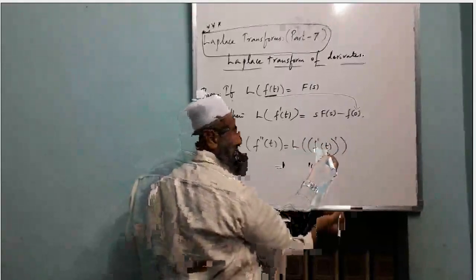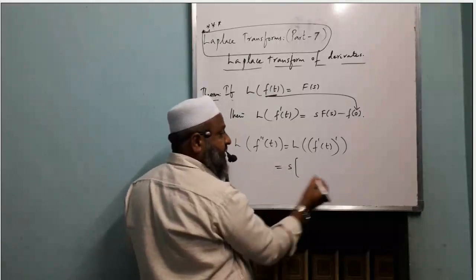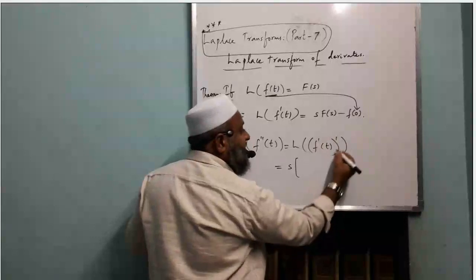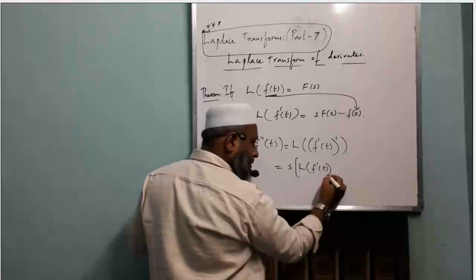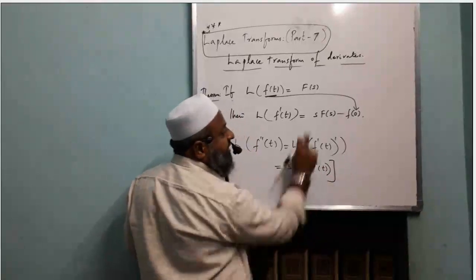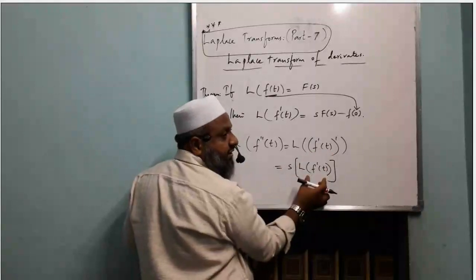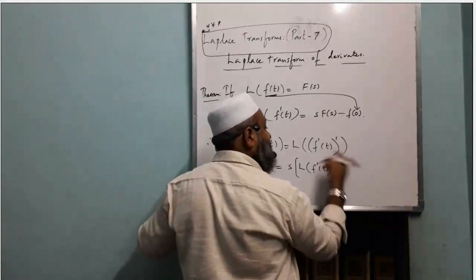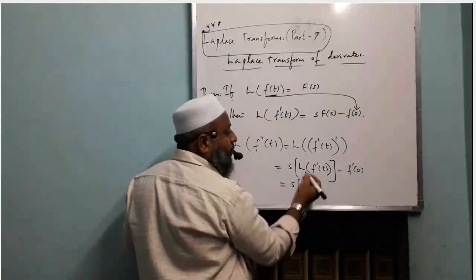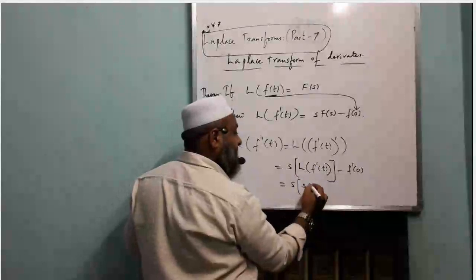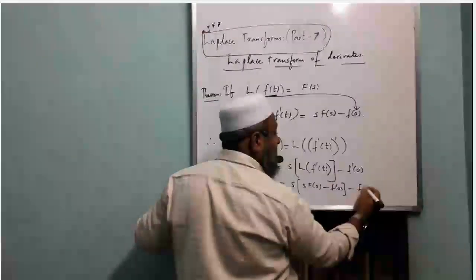The Laplace transform of this one is s into the Laplace transform of this one, f dash of t, as I am multiplying s with the transform of this function, minus this function at 0. That is equal to s into, what is L of f dash of t? Just now here it is s into F of s minus f of 0, so minus f dash of 0.